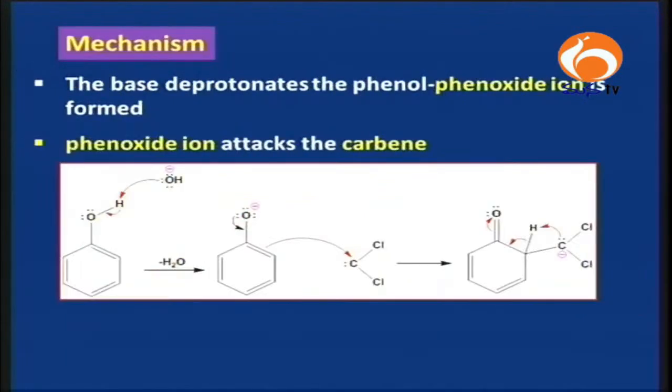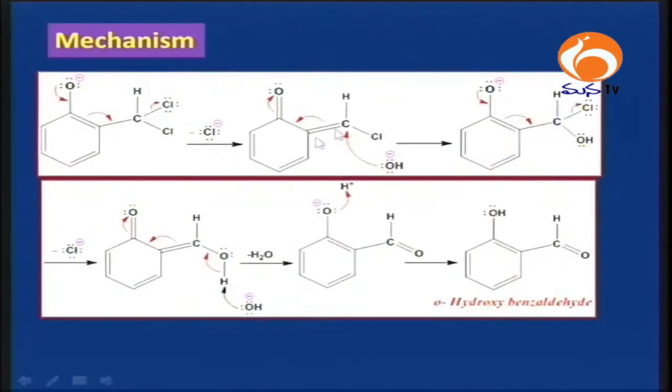Since we are using the basic medium, the phenol will be in the form of phenoxide ion, and the phenoxide ion will undergo electrophilic aromatic substitution reaction with the dichlorocarbene, and we will obtain this particular product. These are the different steps involved in the mechanism.